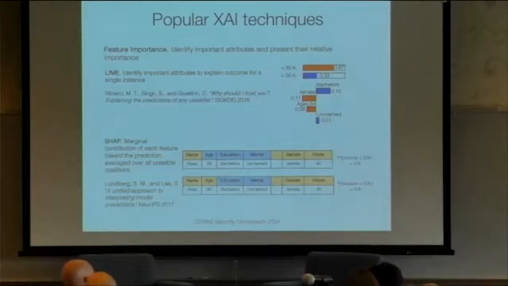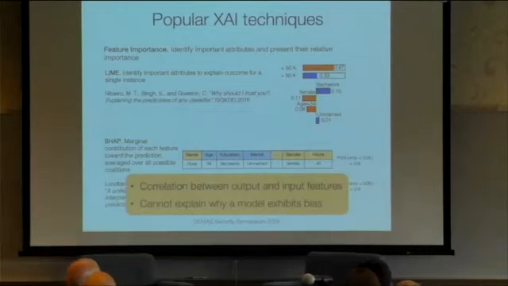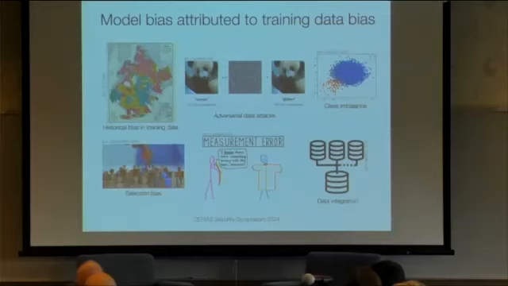However, LIME and Shapley, these are very popular techniques. However, these do not capture any causation. Sorry, these capture correlation between the input features and the target variable. They cannot explain why there is any bias in the model. And it turns out that a lot of times your model bias can be attributed back to the data that it has been trained upon.